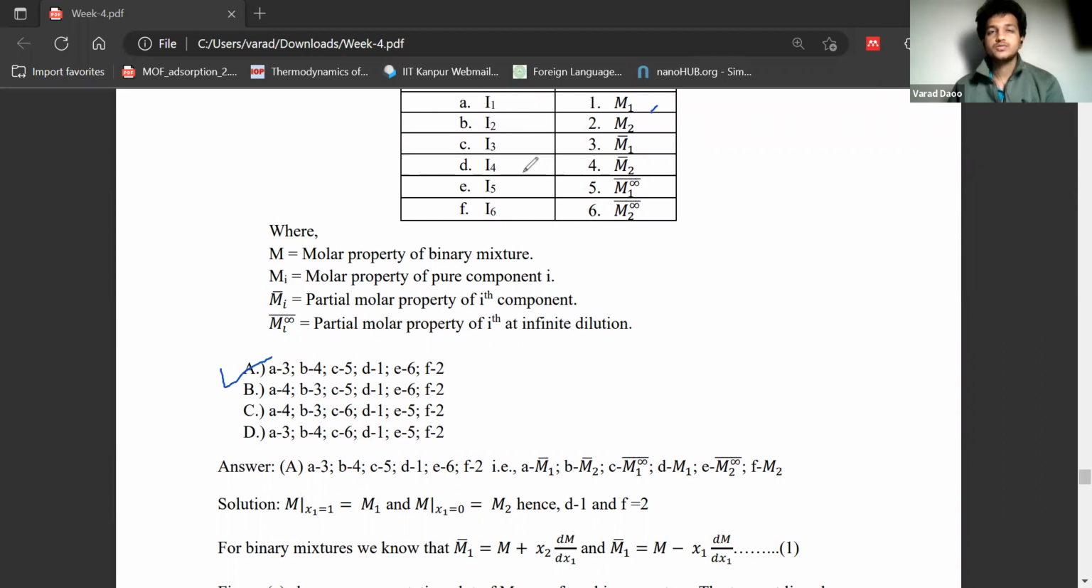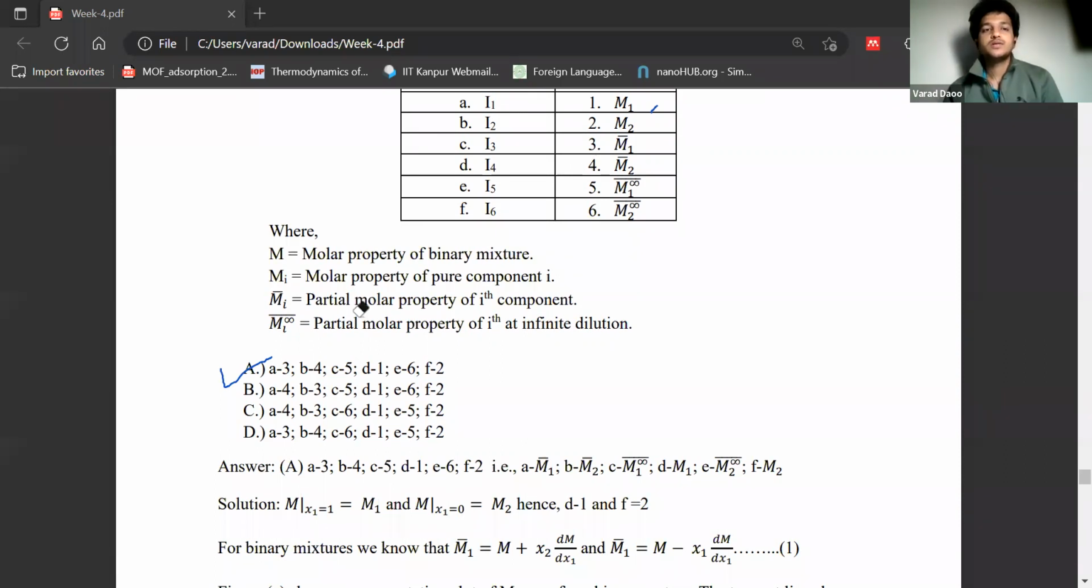A is 3, which is nothing but M1 bar. B is 4, which is nothing but M2 bar. C is 5, that is M1 bar infinity. D is 1, that is M1. E is 6, that is M2 bar infinity. And F is 2, that is M2.